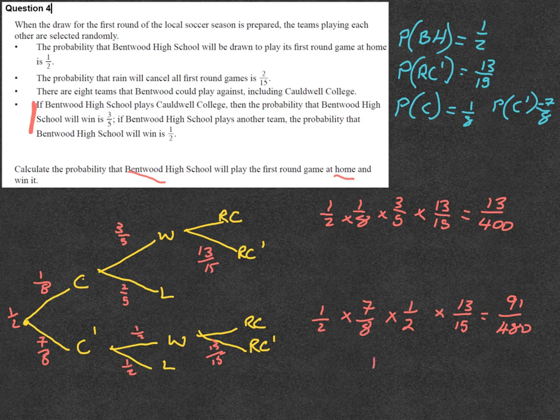So therefore, the probability of them winning and at home is equal to 13/400 plus 91/480, and that equals 533/2400. And you can work out the decimal for that if you want it as a decimal. And that's the answer to that. That's actually a merit question.